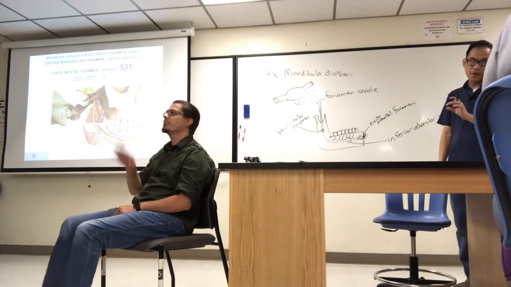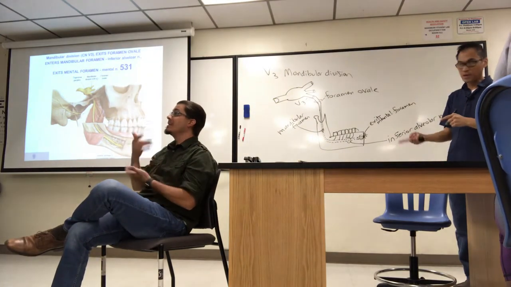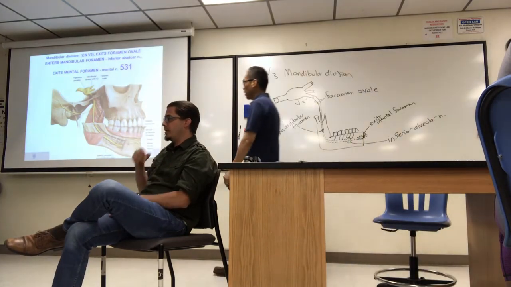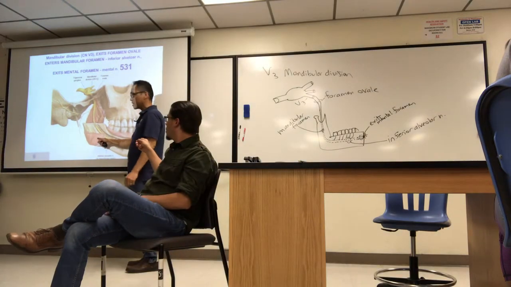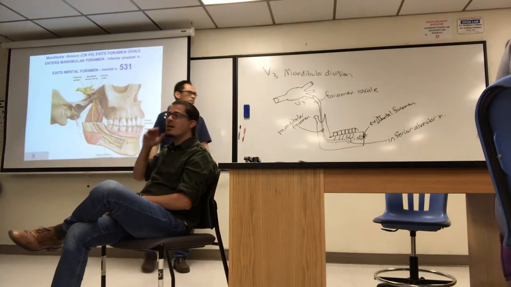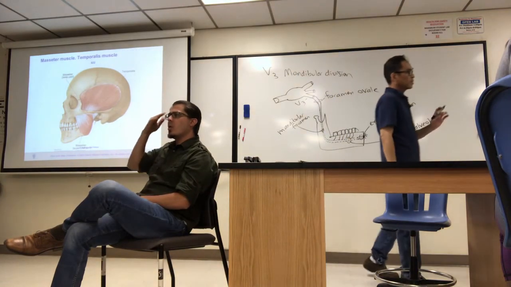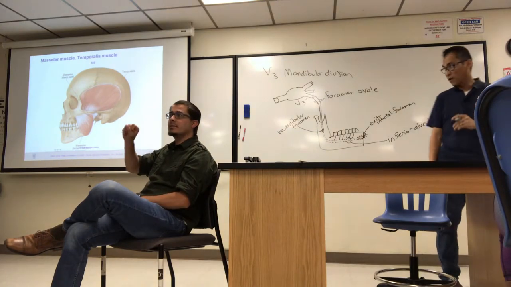That's the sensory function of this division. The motor function of this division is also shown here. There are branches of V3 that innervate muscles of mastication. Here's one here. It's called the masseter muscle. The two muscles of mastication that I want you to know this nerve innervates are temporalis and masseter. So this will be somatic motor function.